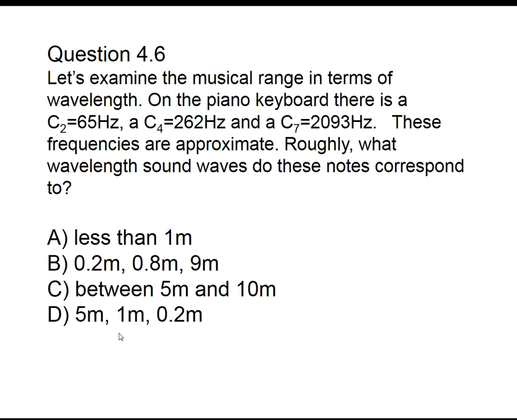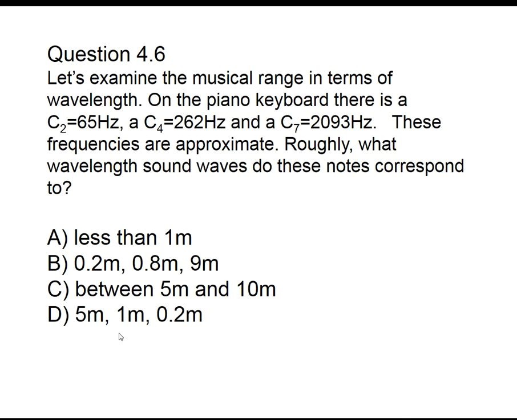Okay, so let's examine some musical range in terms of wavelength. So here's something interesting. There are these different Cs, the note C on a piano, and for every extra octave that we go up, we're going to go up by a factor of 2 in frequency. So C2 is 65 hertz, C4 is 262 hertz, and a C7 is about 2,100 or so hertz. So these frequencies are approximate. What wavelength of sound waves do these notes correspond to? So I want you to pause for a moment and see if you can calculate these wavelengths given the frequencies.